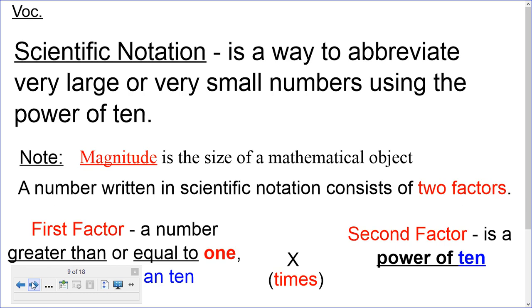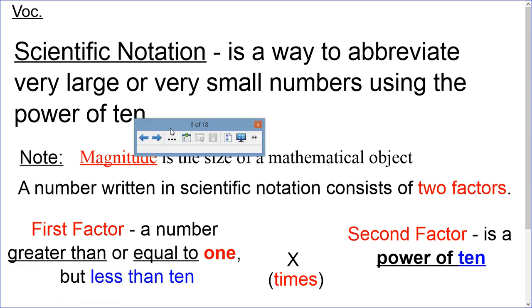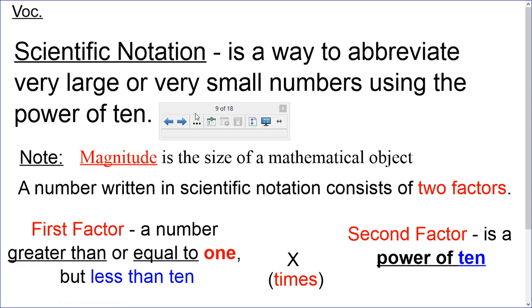Remember, scientific notation is a way to abbreviate very large or very small numbers using the power of 10. Note the magnitude is the size of a mathematical object. A number, when you write it in scientific notation, consists of two factors, two parts. The first factor is a number that's greater than or equal to 1, but less than 10. It's going to be multiplied by a second factor, which is a power of 10.